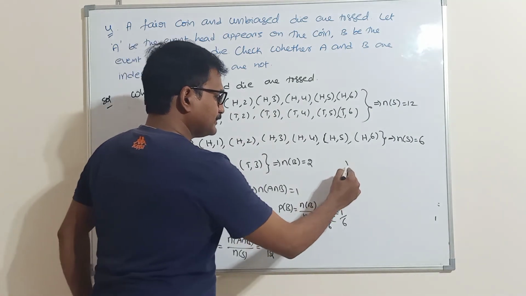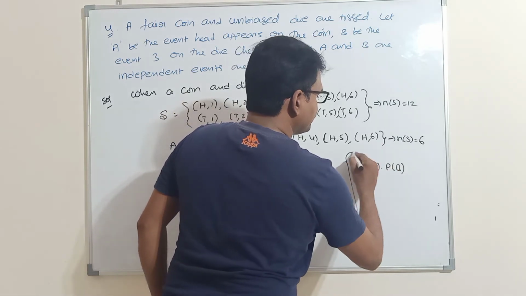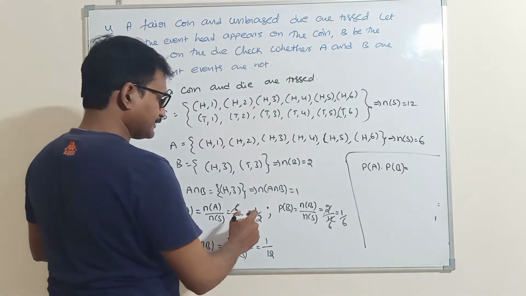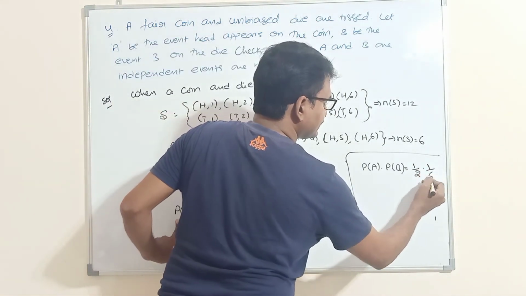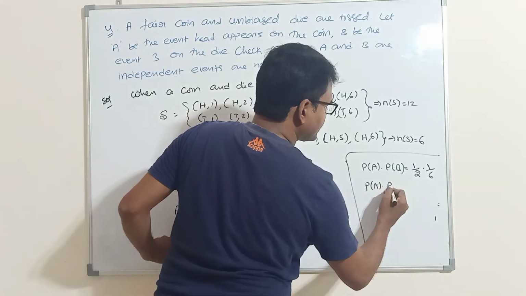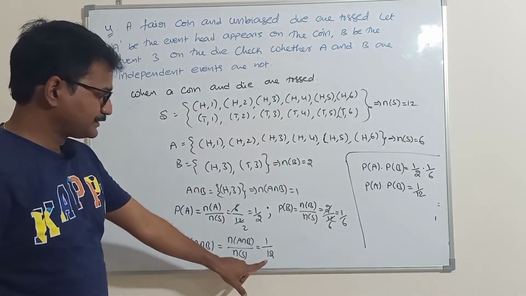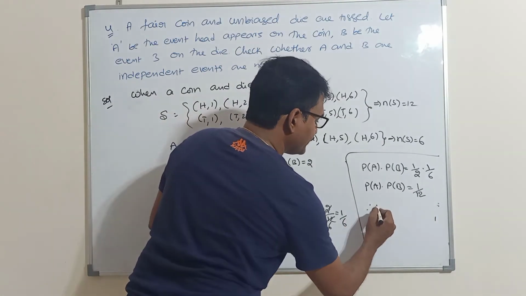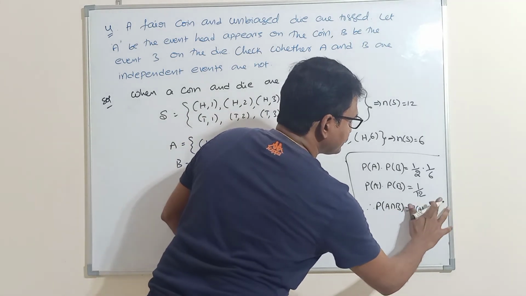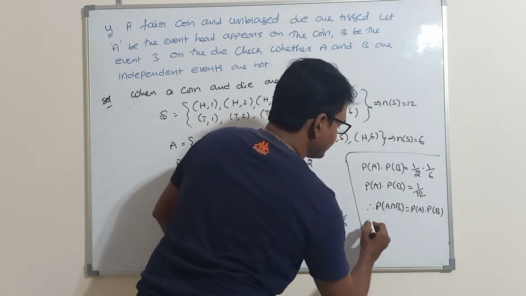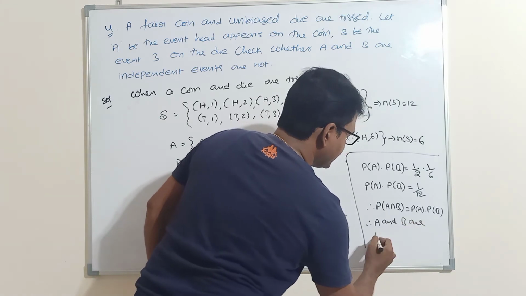1 by 12. What is P of A into P of B? P of A value is 1 by 2 into P of B value is 1 by 6. That means P of A into P of B value is how much? 1 by 12. What is P of A intersection B value? 1 by 12. Therefore both are equal. P of A intersection B is equal to P of A into P of B. Therefore A and B are independent events.